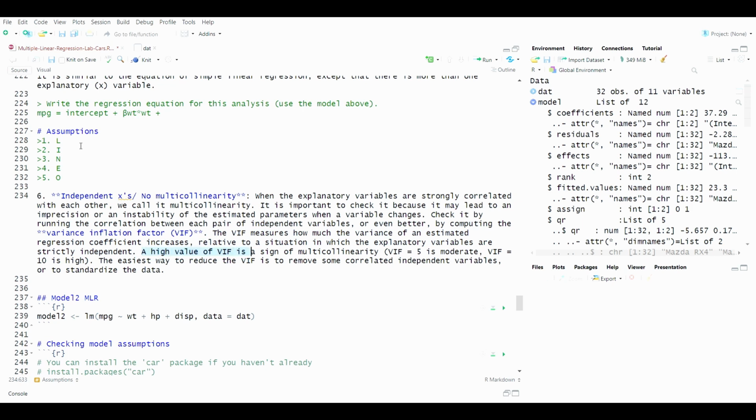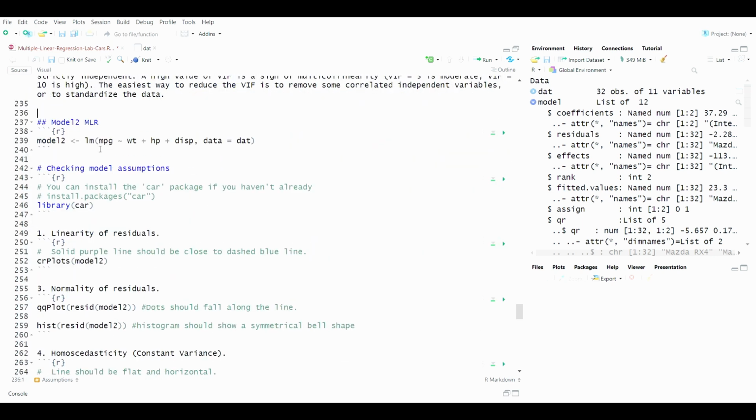A high value of VIF is a sign of multicollinearity. So what's high? Well, VIF equals 5 is moderate. VIF equals 10 is high. Anything higher than that is definitely cause for concern. The easiest way to reduce VIF is to remove some correlated independent variables or to standardize the data. Standardizing the data is a way of transforming the data that we will review in a future lab.